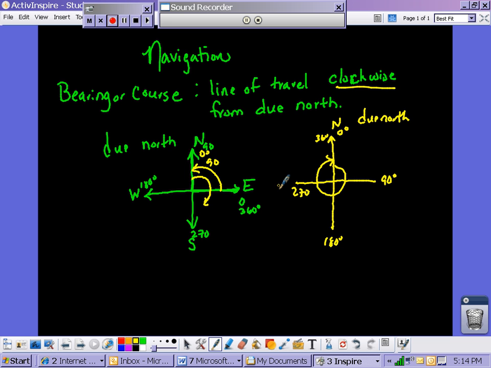Okay, and this is also done basically when boats are traveling. They always give the directions like due north, ships and everything like that. That's what they use those units for.